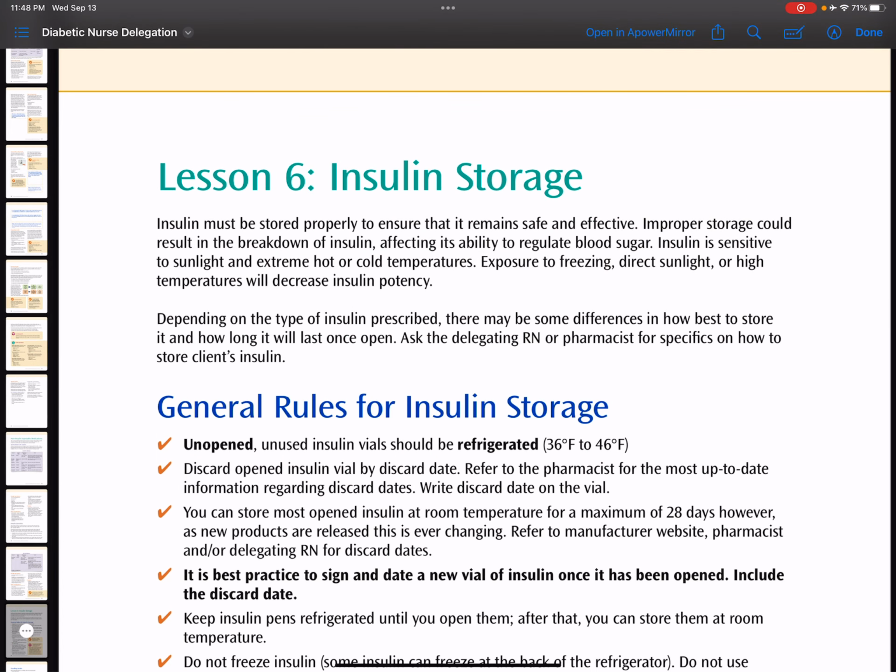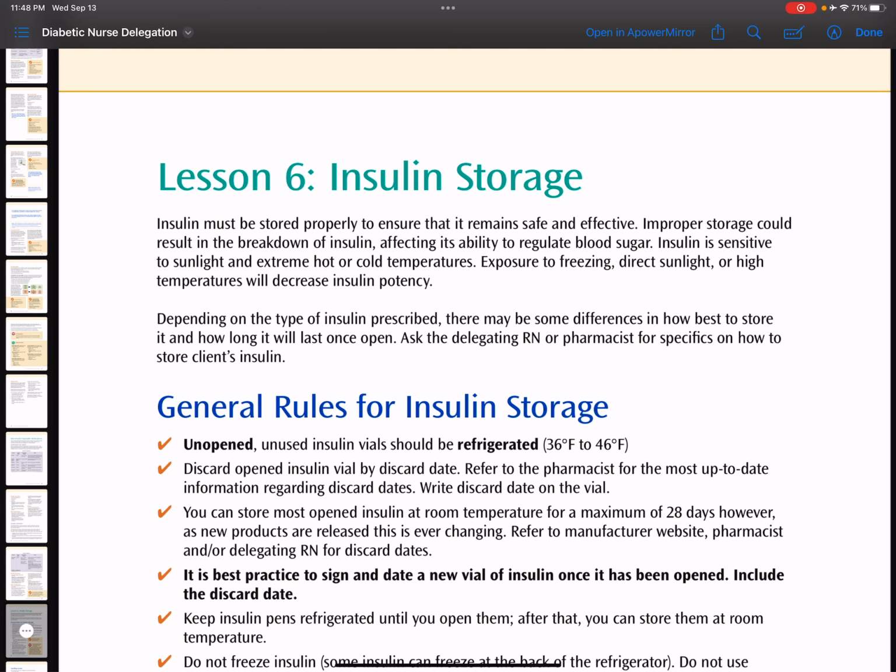Lesson 6, insulin storage. Insulin must be stored properly to ensure that it remains safe and effective. Improper storage could result in the breakdown of insulin, affecting its ability to regulate blood sugar. Depending on the type of insulin prescribed, there may be some differences in how best to store it and how long it will last once open.